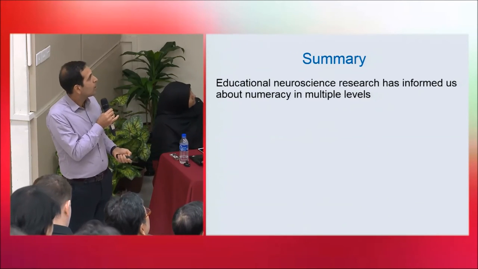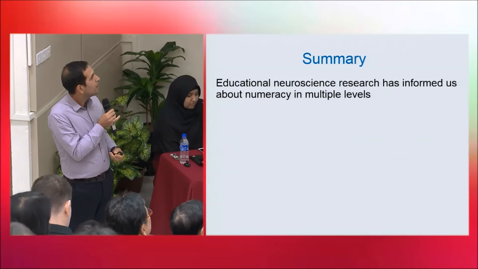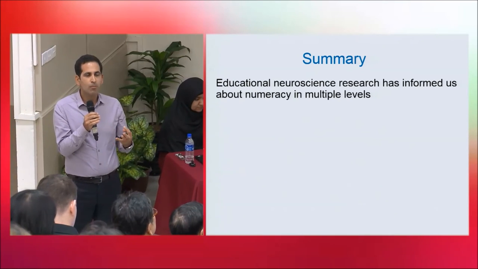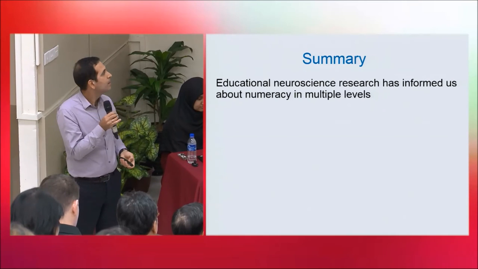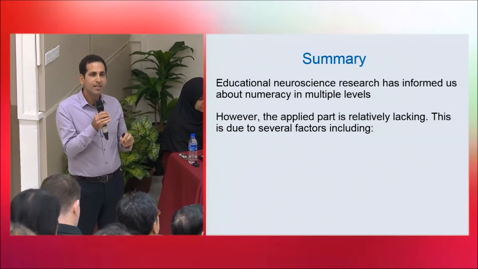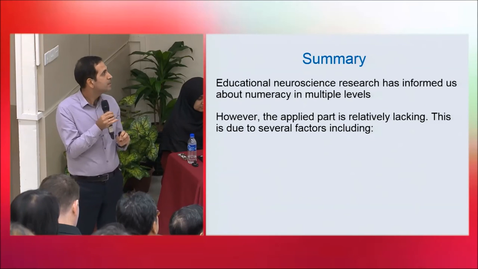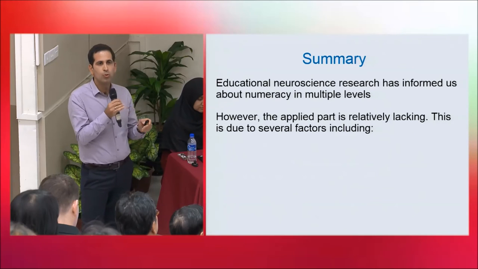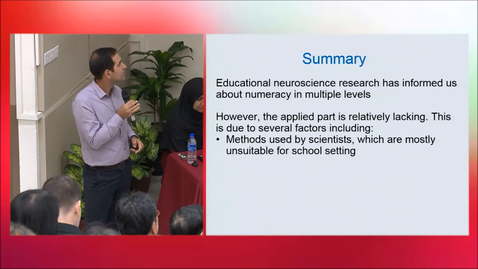So I would like to summarize. Educational neuroscience has informed us a lot about numeracy on multiple levels. However, I would say that the applied part is still lacking to some degree. And this is due to different factors.